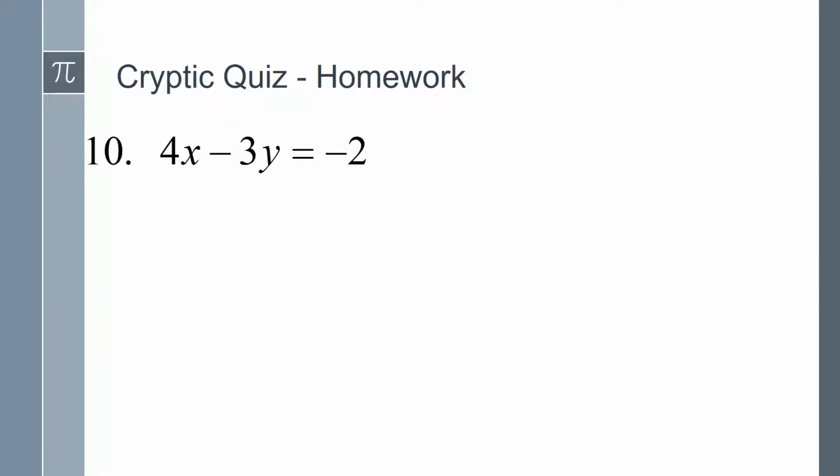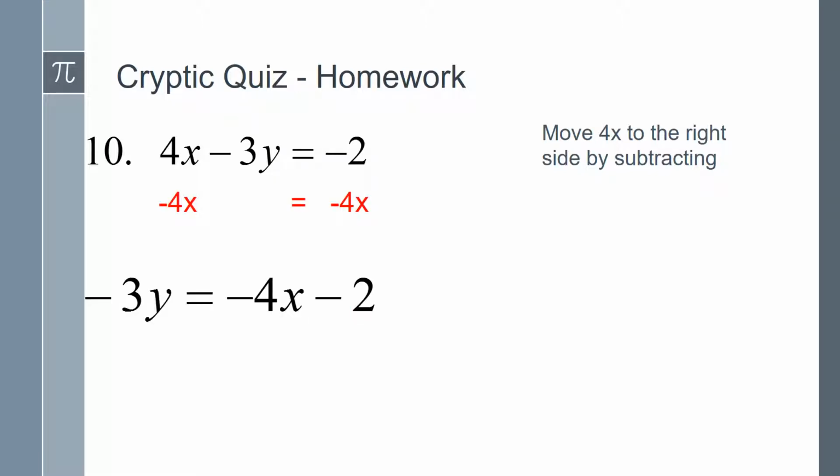Problem number 10 in your homework, we're once again going to solve for y. So what do you think the first step is? That is correct. We have to get rid of the 4x first. So because the 4x is positive, we're going to subtract 4x from both sides. That leaves us with negative 3y equals negative 4x minus 2. Notice that negative 2 just became a subtraction sign.